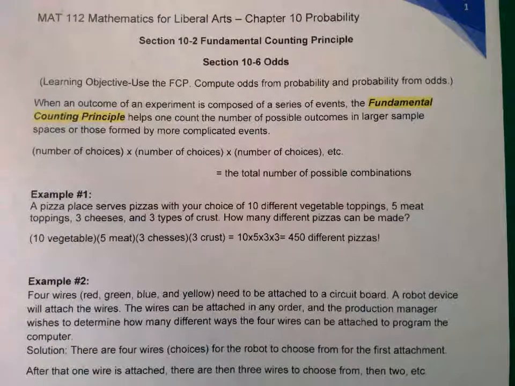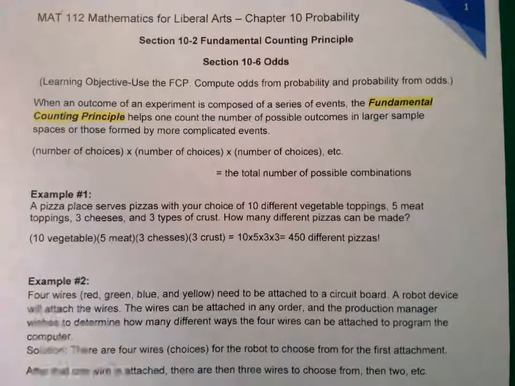Let's start with the FCP. When an outcome of an experiment is composed of a series of events, the fundamental counting principle helps one count the number of possible outcomes in larger sample spaces, or for more complicated events. You don't want to start making tree diagrams for complicated things. It gets too unwieldy and it doesn't help. So there are ways to just do it a lot simpler.